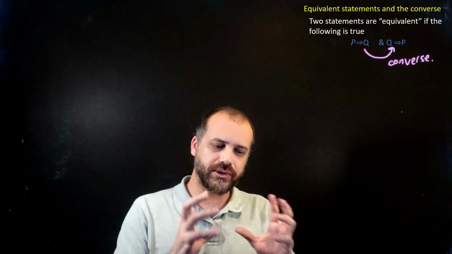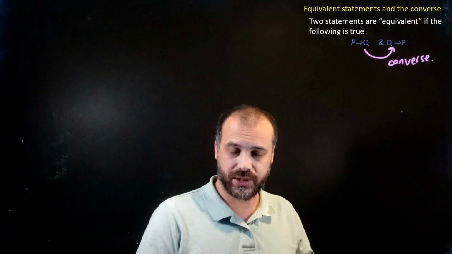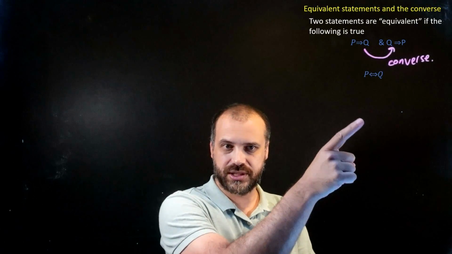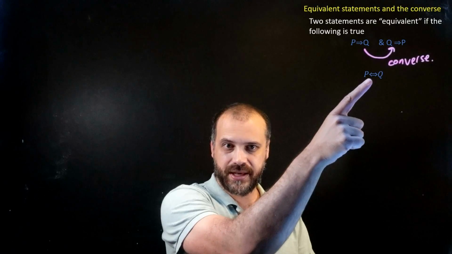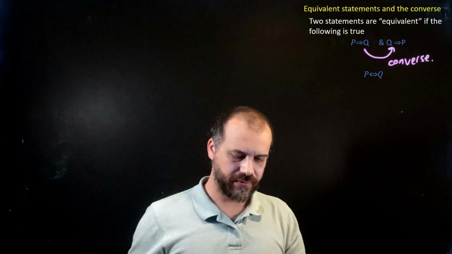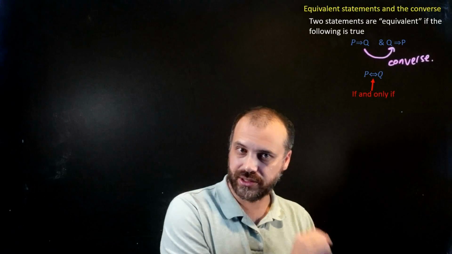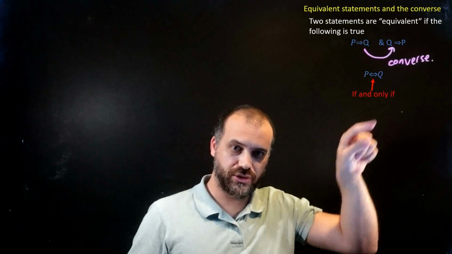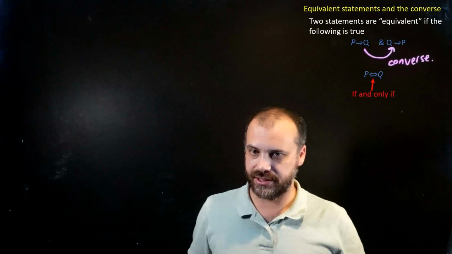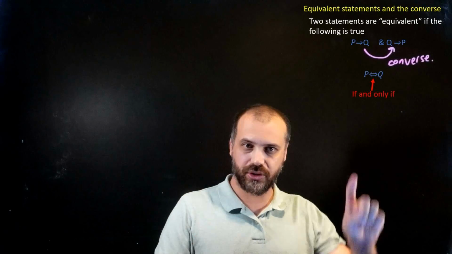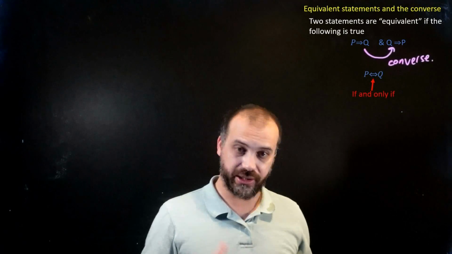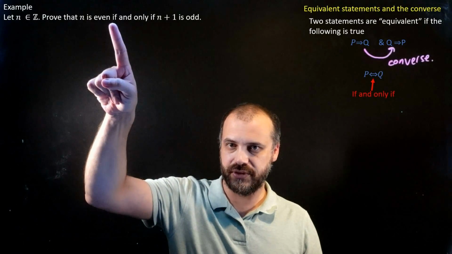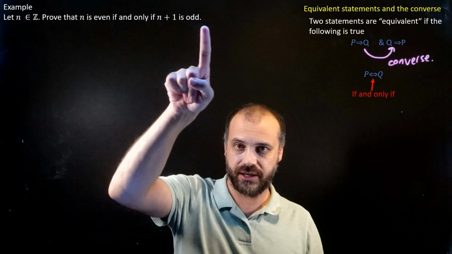All right, so you will be asked certain types of questions that require your understanding of the equivalent statement, and it is questions of this form here. Now, this little arrow both ways means if and only if. So P is true if and only if Q is true. There's our basic understanding. So let's look at an example of what a question like this might look like in the wild. All right, let n be an integer. Prove that n is even if and only if n plus 1 is odd.